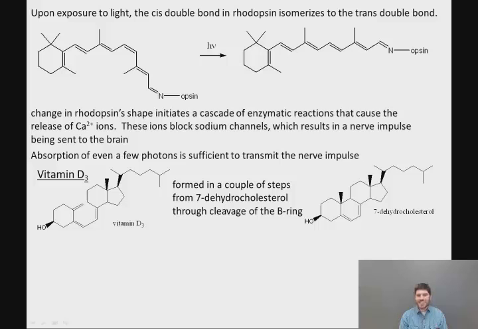the steroid 7-dehydrocholesterol through the cleavage of the B ring.